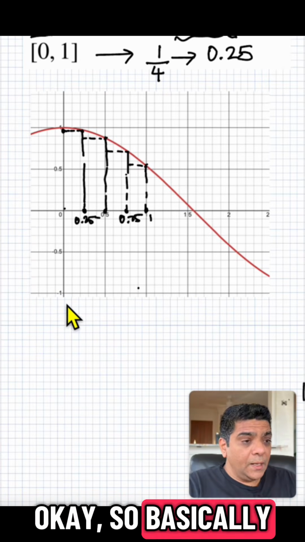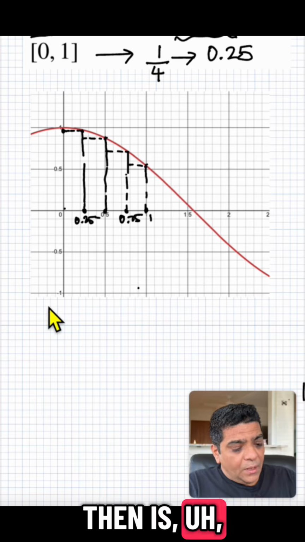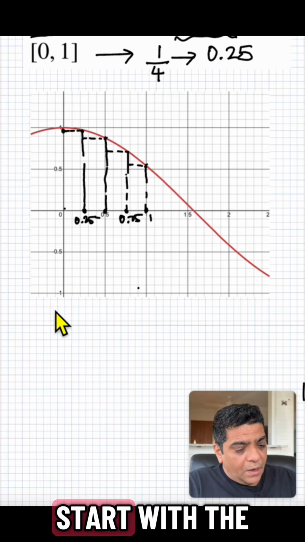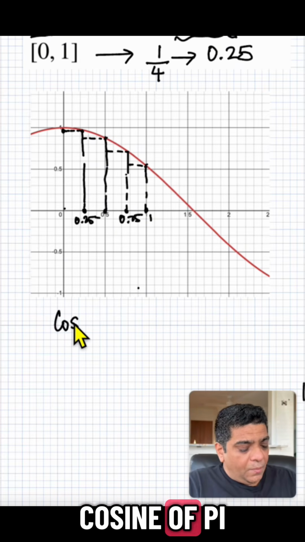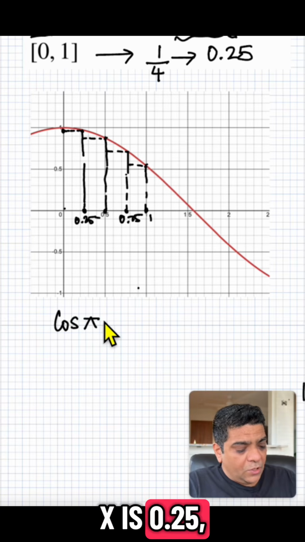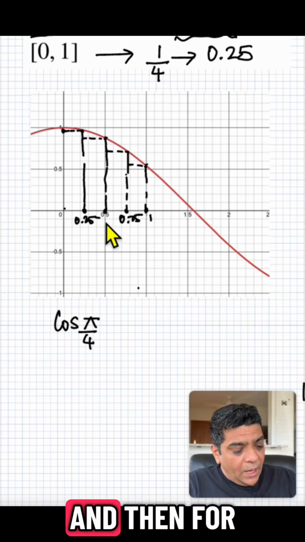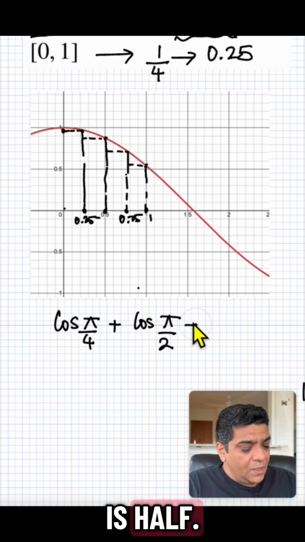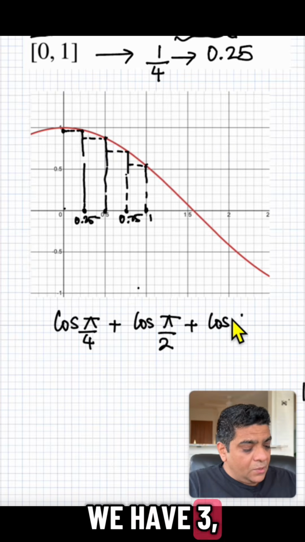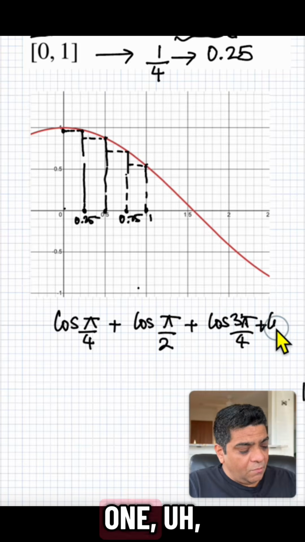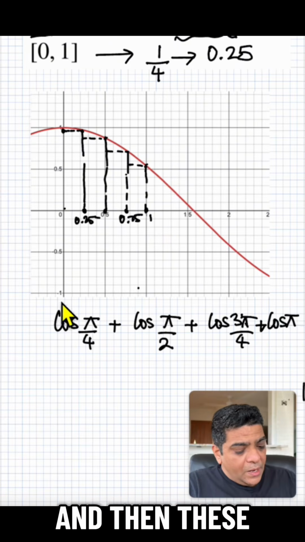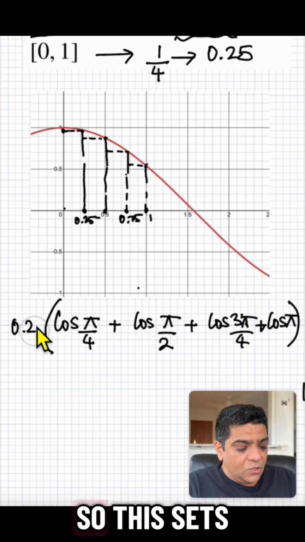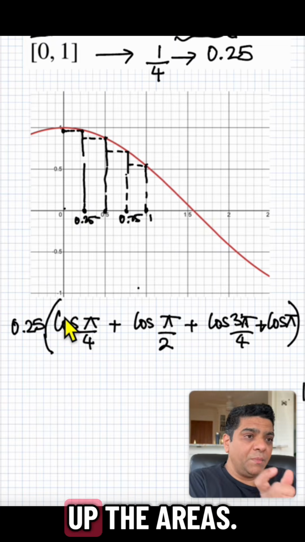So we have 4 of these, and we start with the first one. Cosine of pi x at 0.25, which is 1/4, gives cosine of pi by 4. For 0.5, which is half, we have cosine of pi by 2. For 0.75, we have cosine of 3 pi by 4, and then we have cosine of pi. These are the y values, and we multiply them by the width, 0.25. This sets up each of those rectangles, and we are summing up the areas.